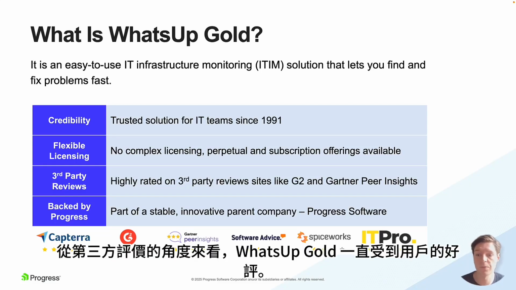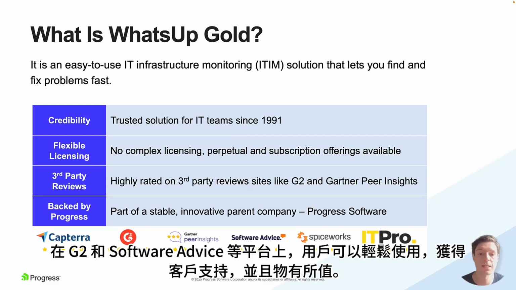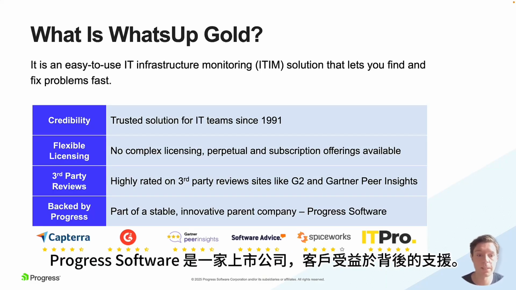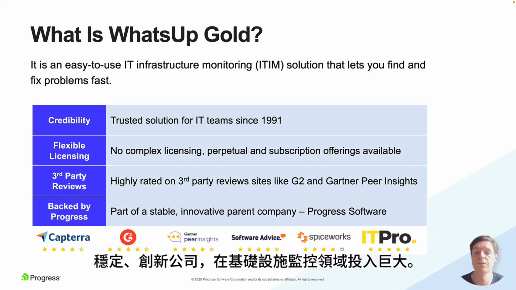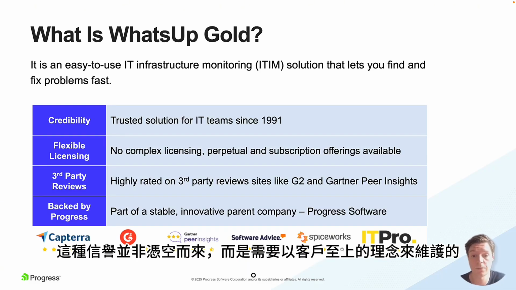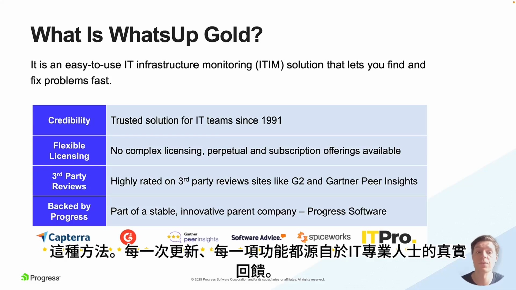From a third-party review perspective, WhatsUp Gold is consistently praised by users on platforms like G2 and Software Advice for ease of use, customer support, as well as value. There's no private equity companies involved here who'll triple the price overnight. Progress Software is a publicly traded company, and customers benefit from the backing of a stable, innovative company that's deeply invested in infrastructure monitoring. Now, this credibility isn't just earned, it's actually maintained through a customer-first approach.